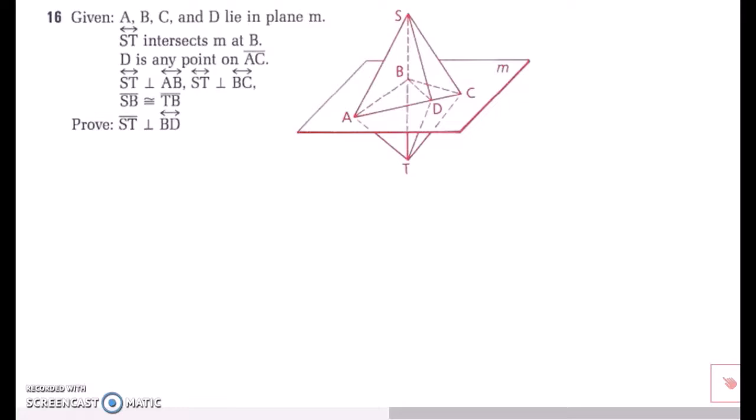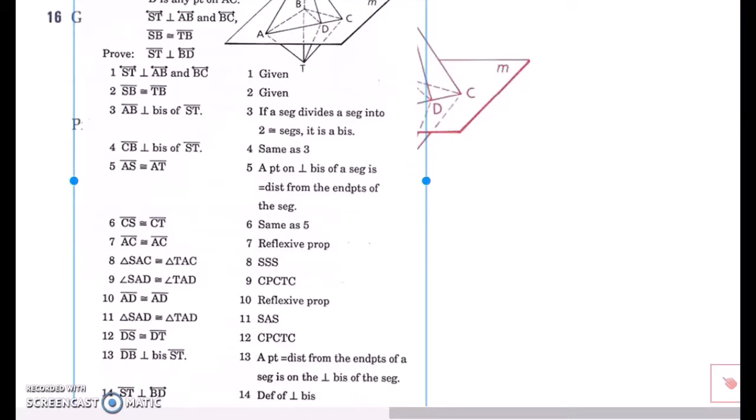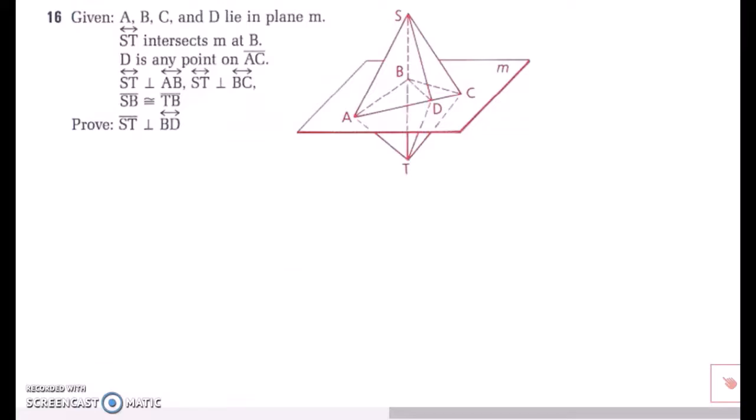Here we are asked to prove that ST is perpendicular to BD. This is a problem in 6.1, and if we only did 6.1 today, we would end up with a 14-line proof. But we've completed 6.1 and 6.2 today, so the proof is going to look a little bit different. To begin writing this proof, I am going to grab some of these givens.